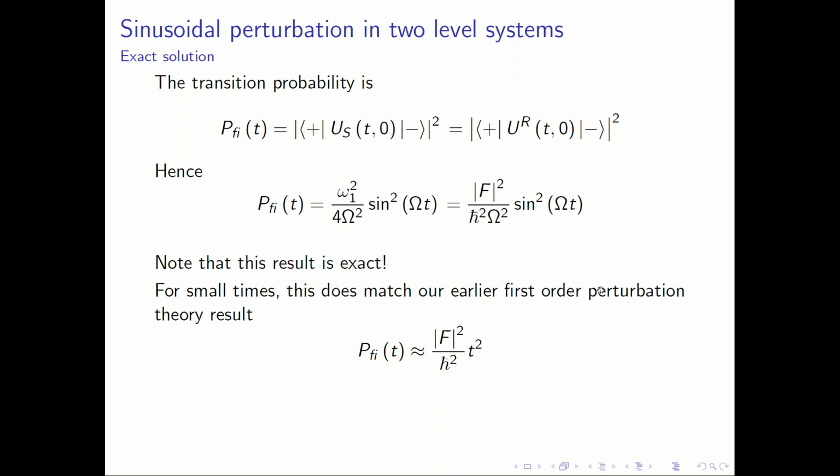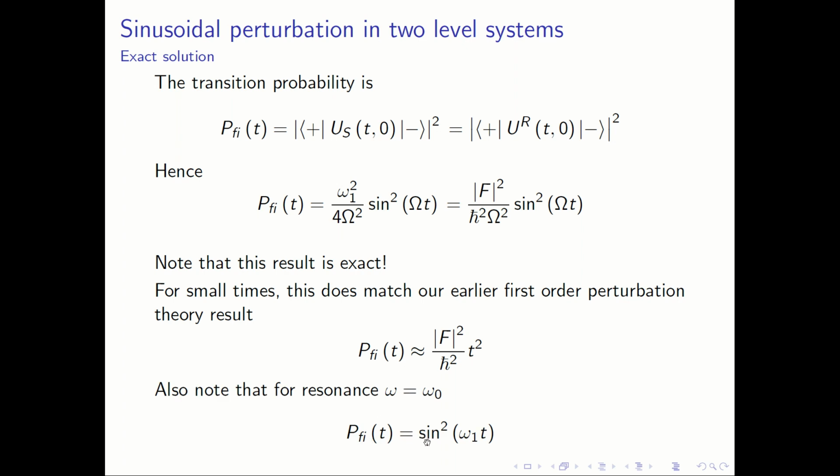Of special interest is the case when you have resonance, that is when omega 0 equals omega, that is the rate at which the magnetic field is rotating exactly matches the energy gap between the two levels. Then capital omega is exactly equal to omega 1 by 2, and now this is what you are going to get.